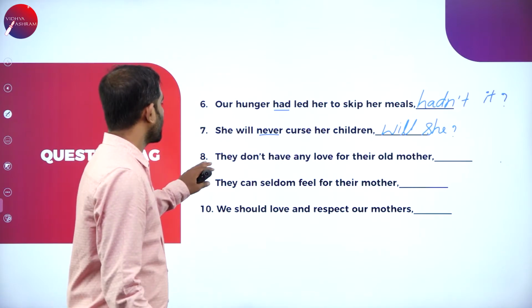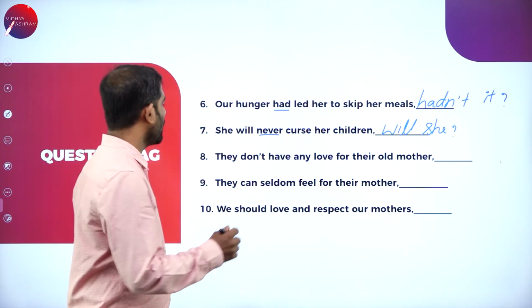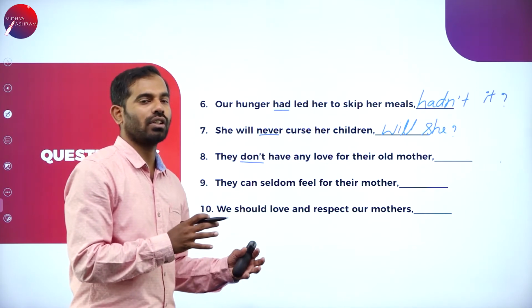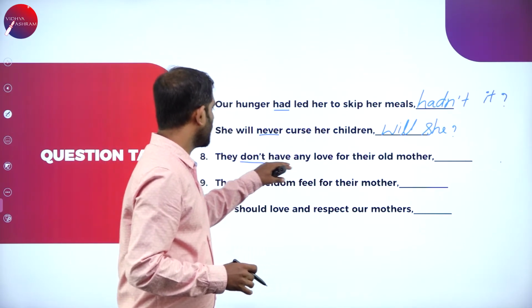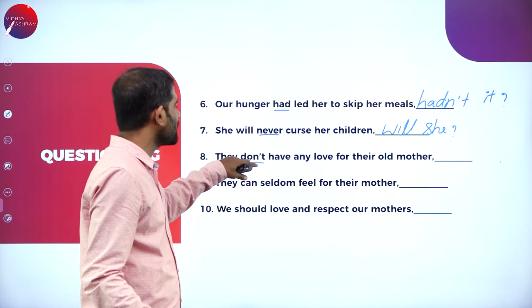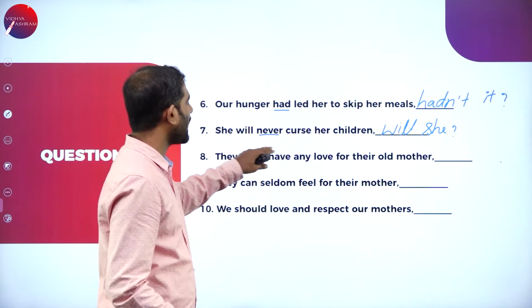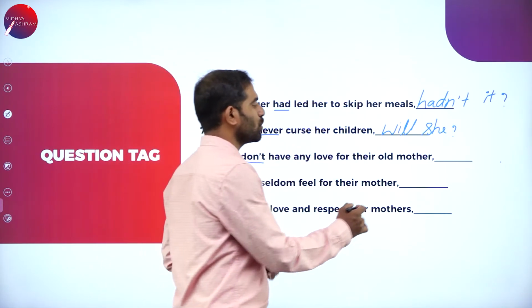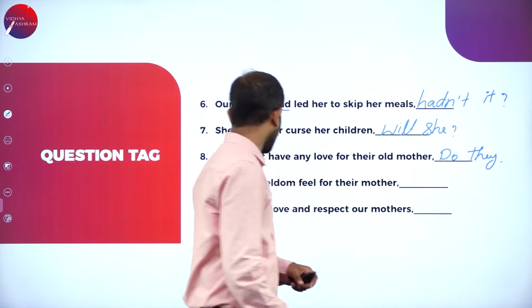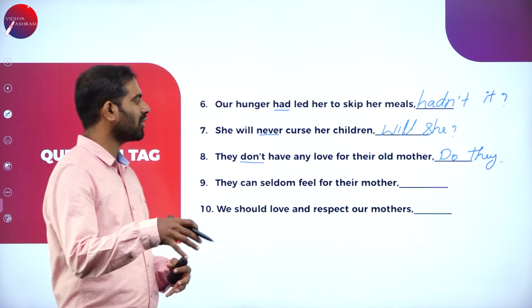Eighth one. They don't have any love for their old mother. Now, don't is already given there. Do and don't. The verb have seems the main verb, or even at times it is an auxiliary verb. But since don't is already given, we can use the same word as the auxiliary verb. They don't have any love for their old mother becomes: do they have any love for their old mother?